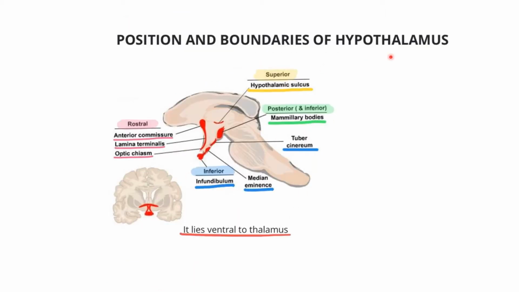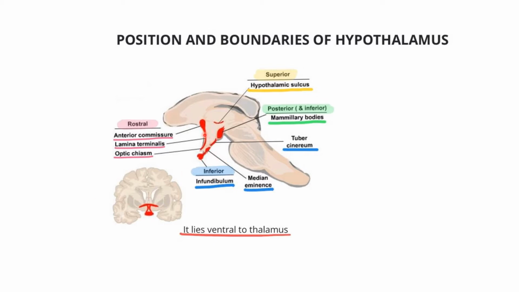So the boundaries of the hypothalamus: superiorly, there is the hypothalamic sulcus. If we're inside the third ventricle and looking at the junction between the thalamus and the hypothalamus, we're going to find a sulcus, and this is called the hypothalamic sulcus. Anteriorly, there is the anterior commissure. This commissure is basically a white matter tract connecting the two temporal lobes of the cerebral hemispheres.